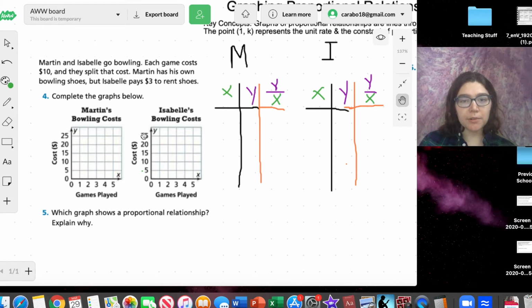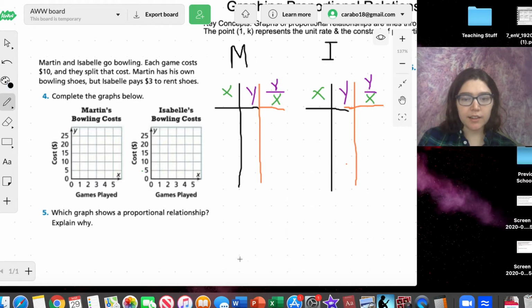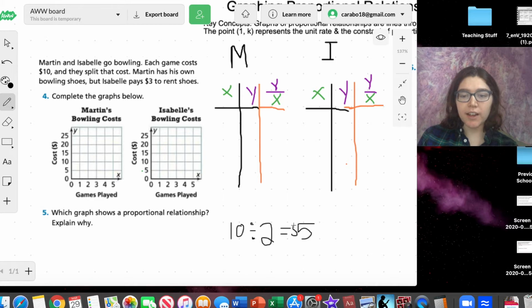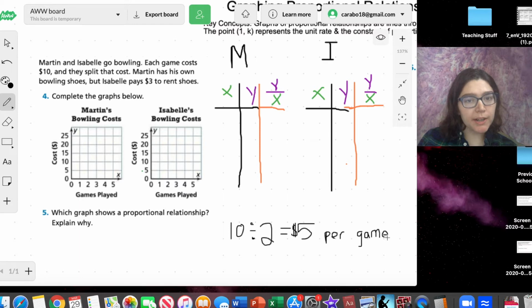To do this, I'm going to start with trying to create a table of points. So let's start with Martin. Okay, Martin's going bowling. Each game costs $10, but Martin and Isabel split that cost. That it's a $10 fee, but it's split, so that means we're going to divide it. It's split into two, so that's $5. That's going to be important. That means that Isabel and Martin are both spending $5 per game. For each game they play, they're going to spend $5. Okay, and then let's see, Martin has his own bowling shoes, so that's Martin's only expense.